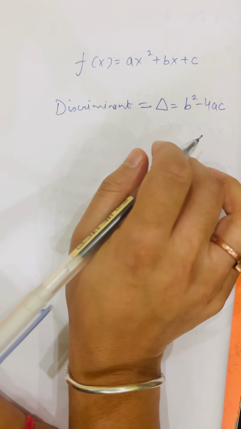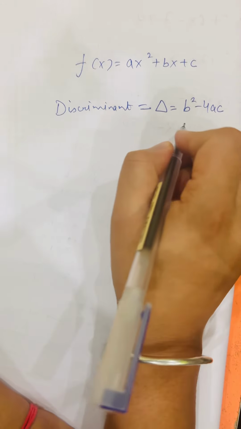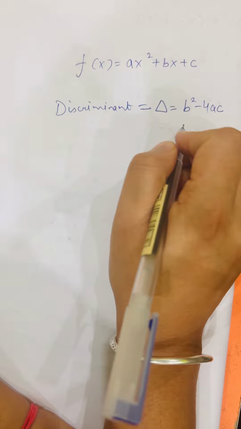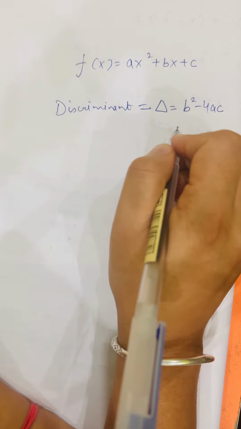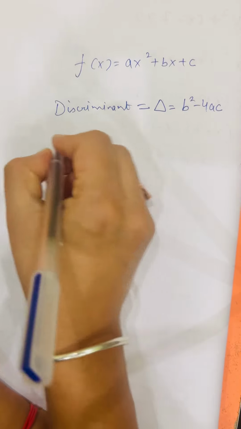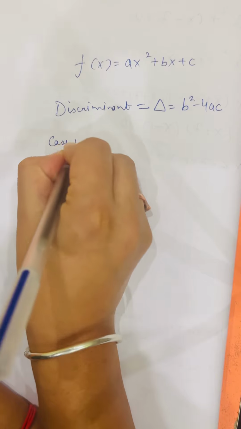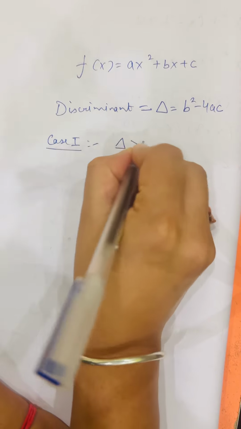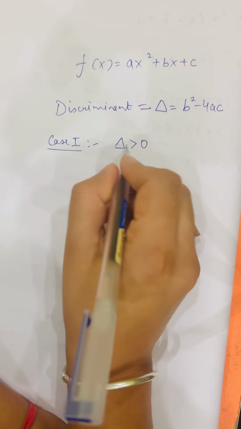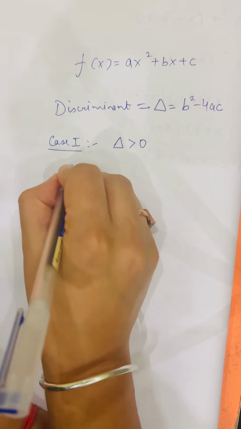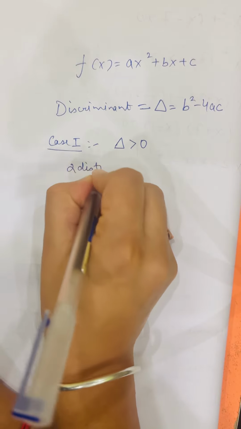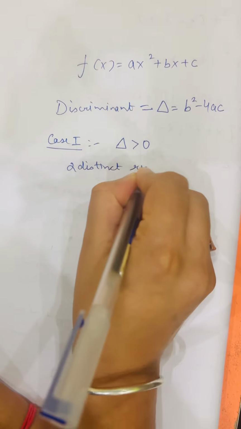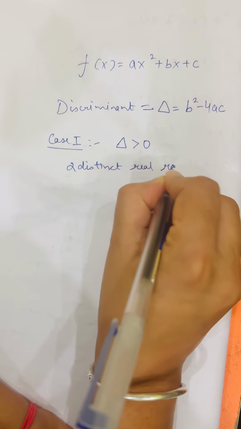So we find this value, and based on this value we will determine what will be the roots of the given quadratic equation. So the first case is if the discriminant delta is greater than 0. So if the value of the discriminant is greater than 0, in this case we have two distinct real roots.